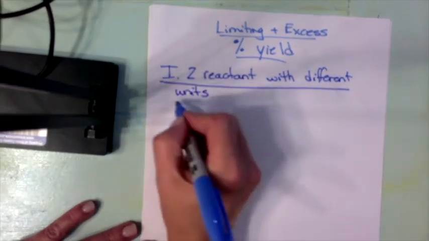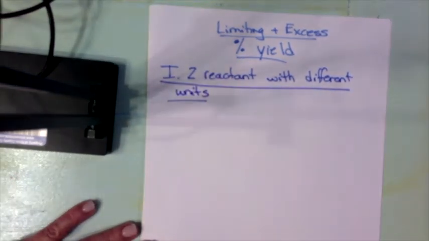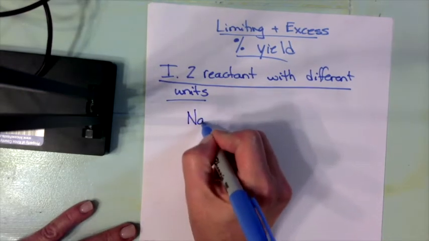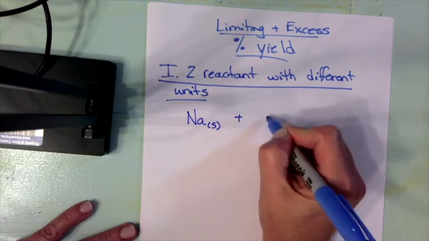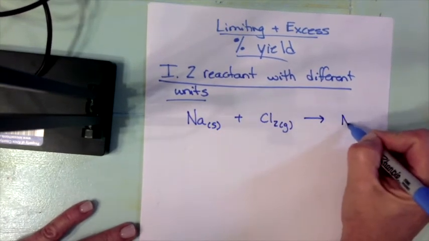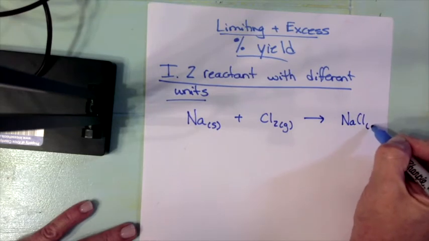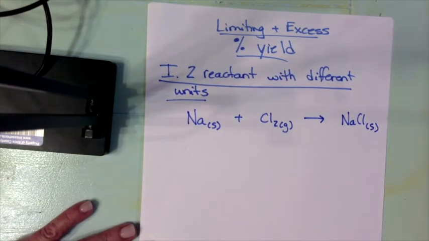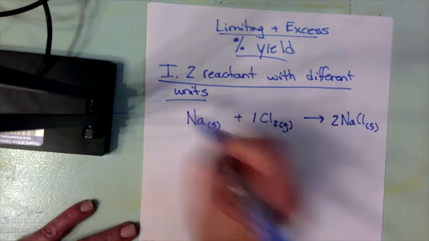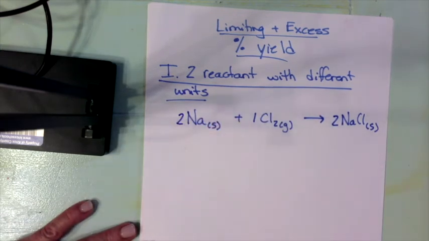So again, we can do stoichiometry and we can use what we know about converting from mass or liters into grams or liters of another substance. For this example, we're going to use sodium, which is a solid, and chlorine, which is a gas, and it's going to be making NaCl, which is table salt, which is a solid. In this example, we're going to make sure that we have our balanced equation. So we need a 2 here, a 1 here, and a 2 here in front of sodium.